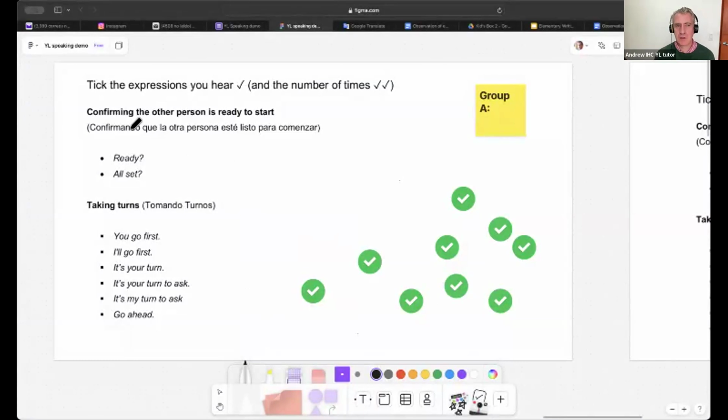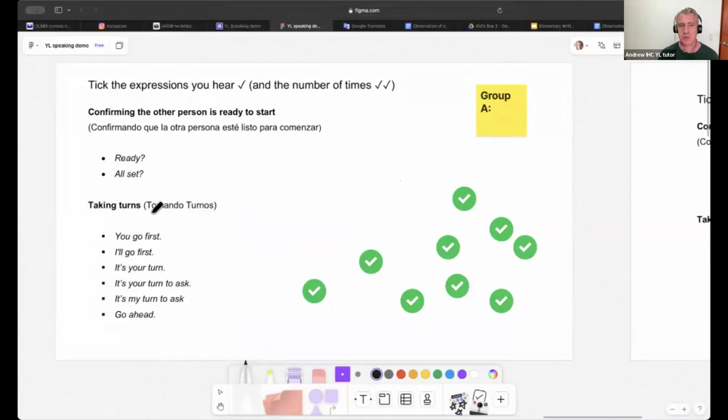Okay, now we'll watch again, but this time I'd like you to focus on the expressions we use for taking turns. So, you notice on our Figma Jamboard, we've got turn taking. So we use words like ready, all set, to confirm that the other person is ready to start. And when we're taking turns, we use you go first, I'll go first, it's your turn, it's my turn, go ahead. Okay.